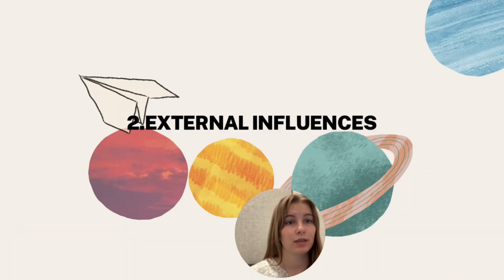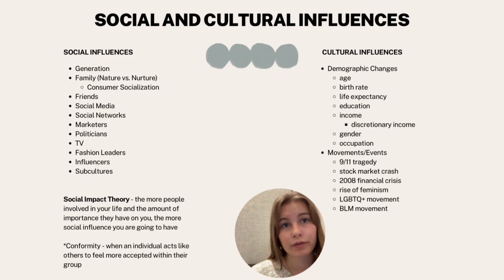Next, let's talk about some of the external influences. To start, we'll go right into the social influences. This includes generation, family, nature versus nurture, and most importantly, consumer socialization, which is when information is acquired at a young age about products and services: what to buy, how to buy, when to buy, and how to act.